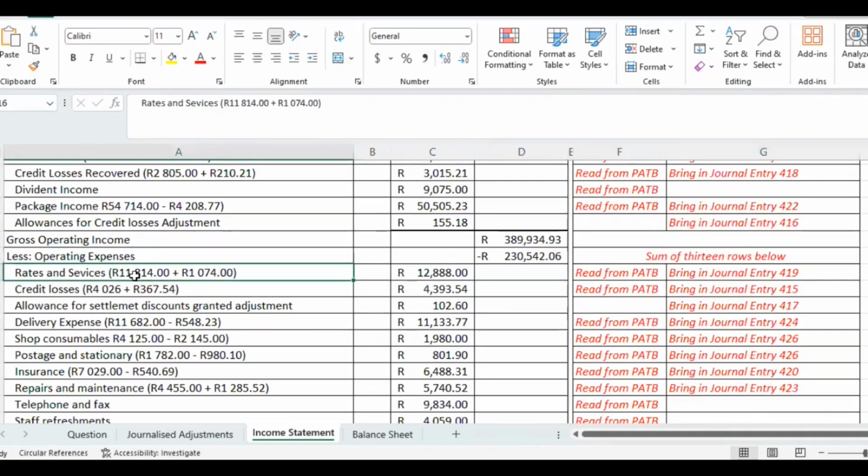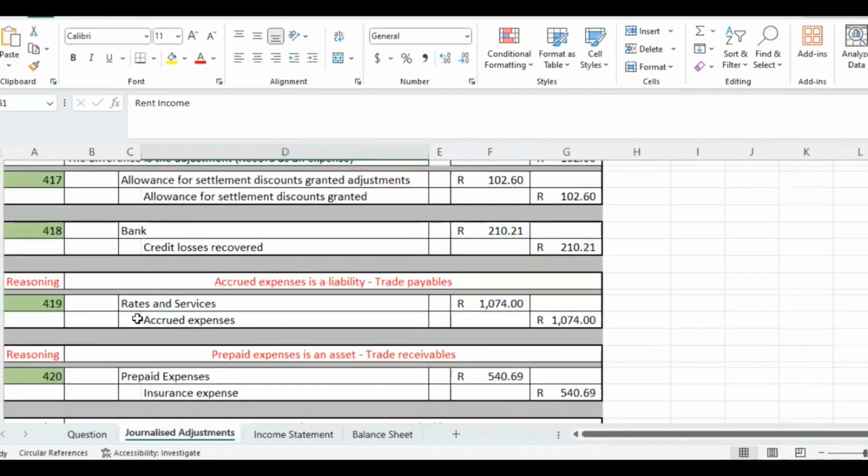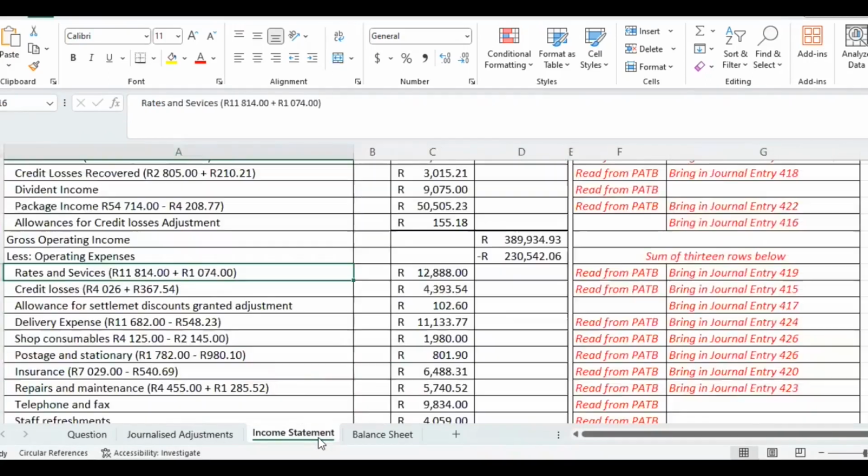Rates and services, there was an amount there of 11,814 that we simply read from the pre-adjusted trial balance. But then you will remember we received that other invoice for rates and services, if I remember correctly. Just have a look. It's 419. 419 rates and services. It was an accrued expense. Okay, so it was an expense. We were supposed to pay for it, but we didn't pay for it, so it didn't reflect in the pre-adjusted trial balance. And then when we make the adjustment at the end of the financial year, we have to account for that. And of course, that is what we have done.